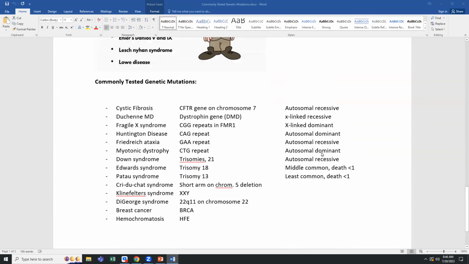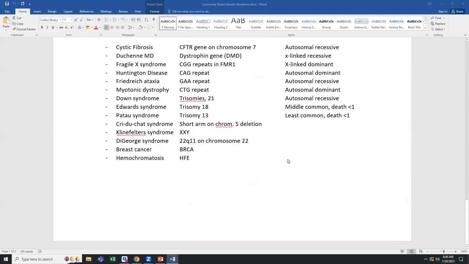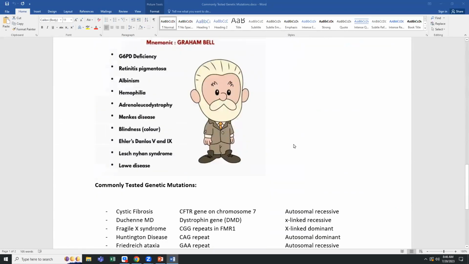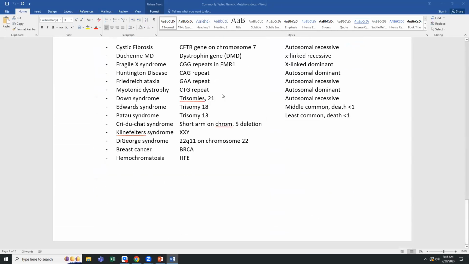Okay. Now there's more. If these mnemonics are kind of making sense in your brain, and you want to take it a step further, then I have some actual conditions, certain mutations, and whether they have a component of recessive or dominance. So cystic fibrosis, that gene is often tested on.